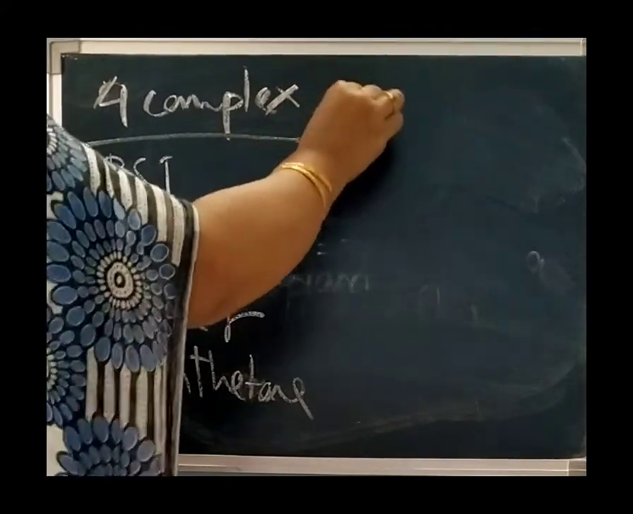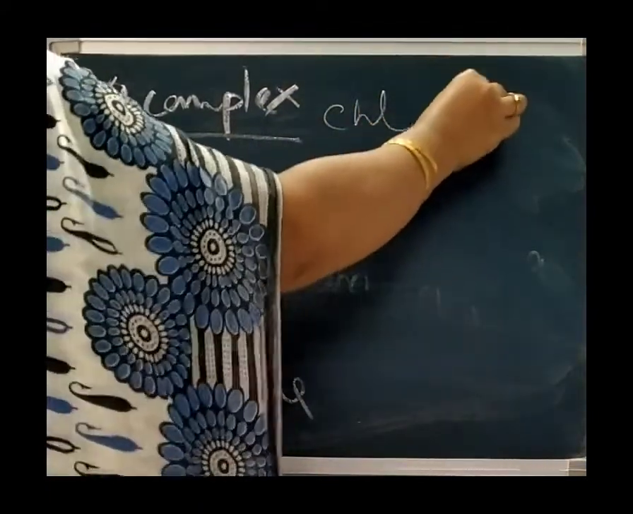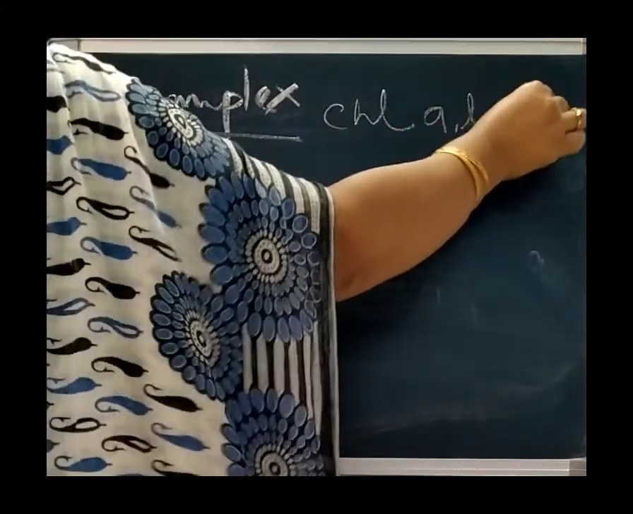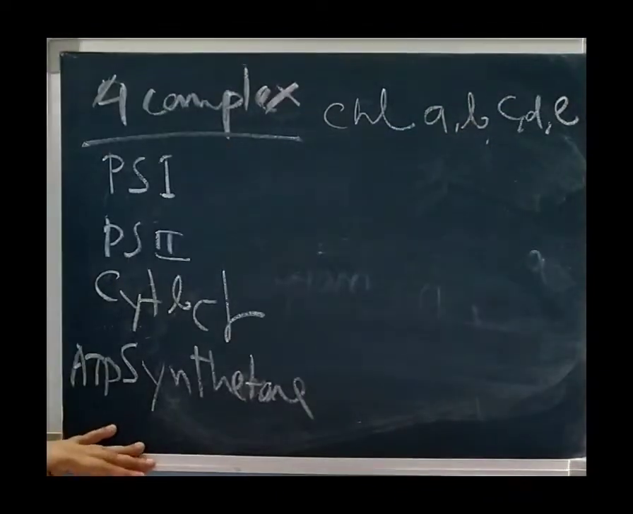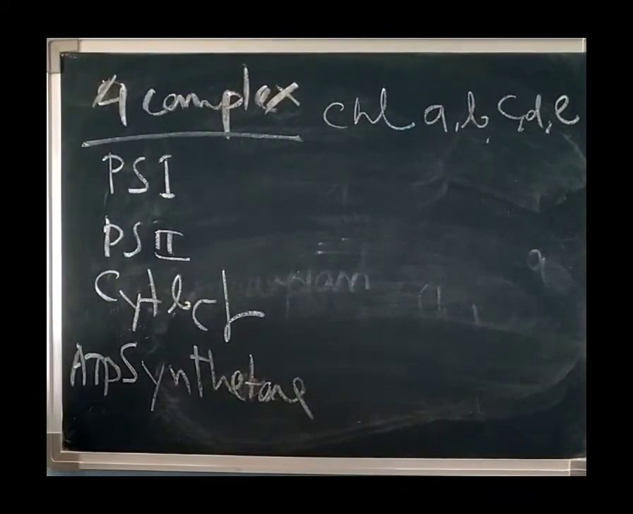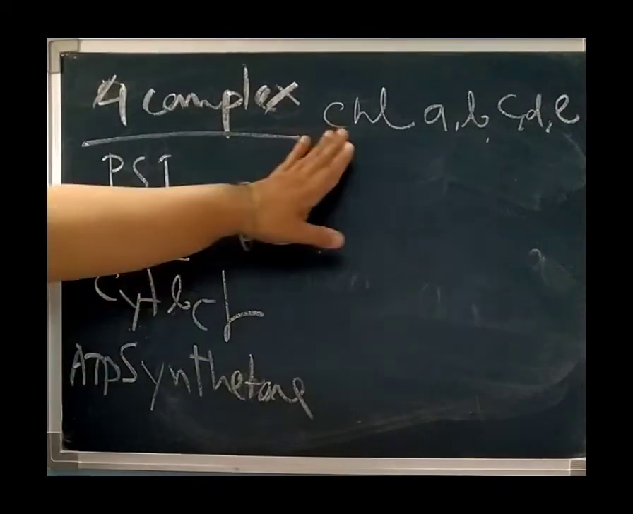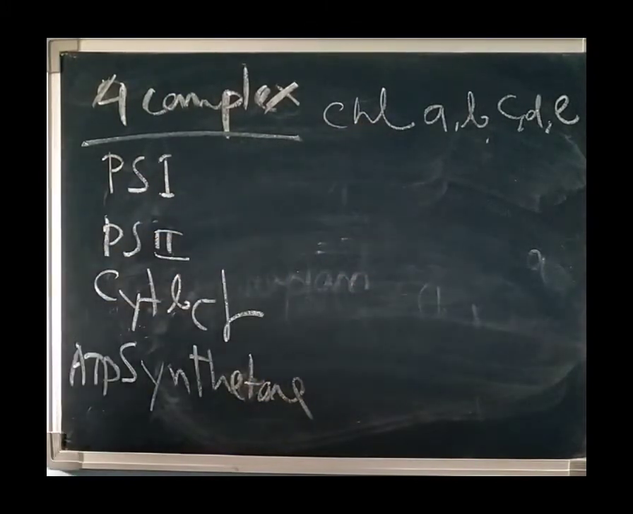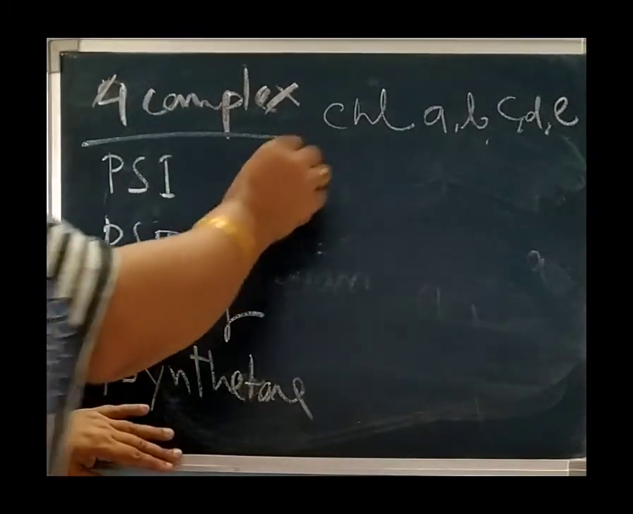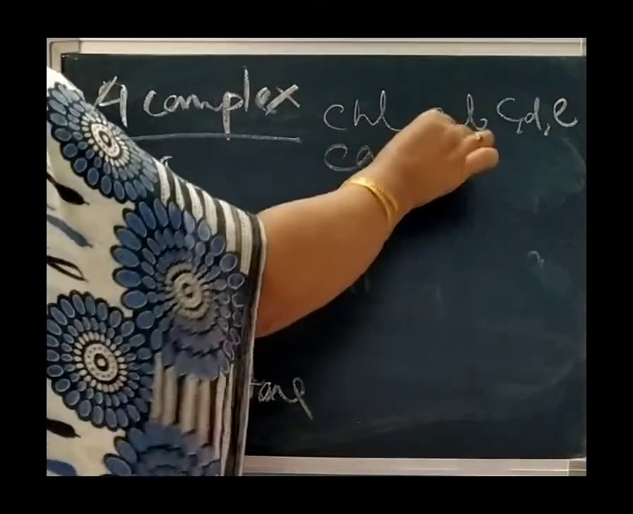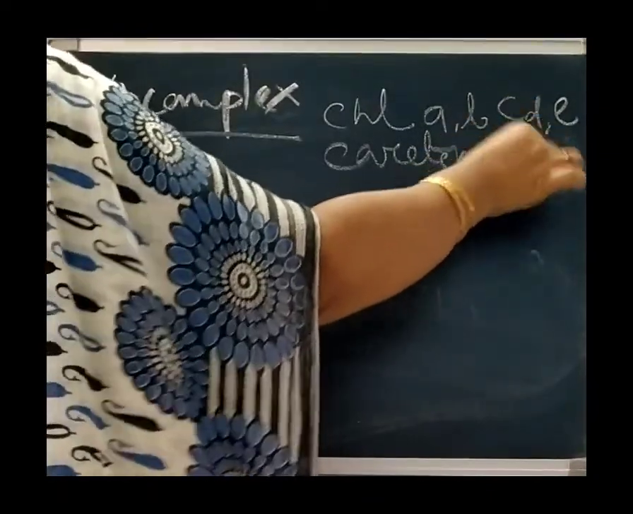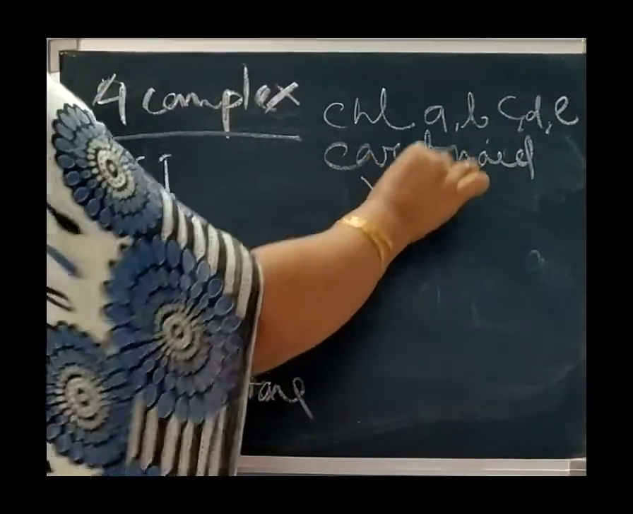So chlorophyll can be A, B, C, D and E. Five types of chlorophylls are there, and chlorophyll A is found in all photosynthetic plants except bacteria. Otherwise, chlorophyll A and B are majorly found in angiospermic plants. Now these chlorophylls are associated or arranged along with the carotenoids, that is accessory pigments, and also xanthophylls.